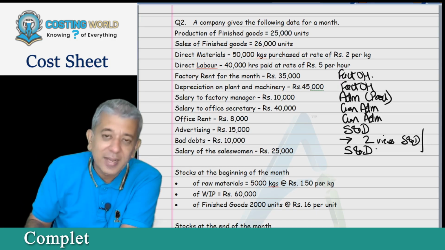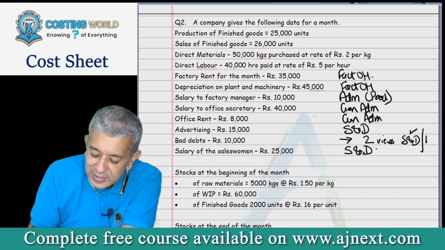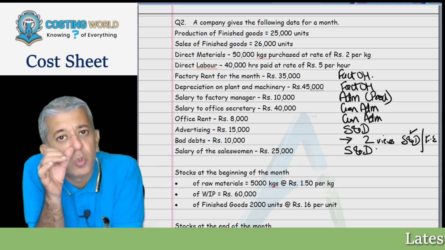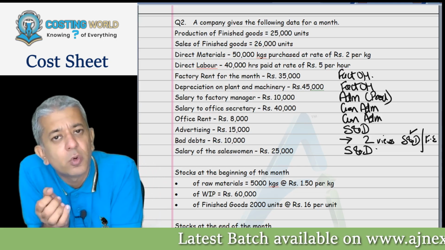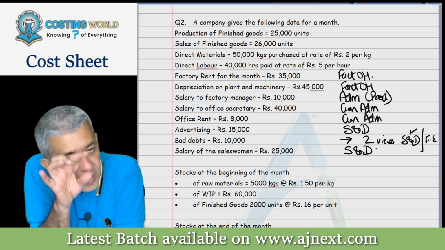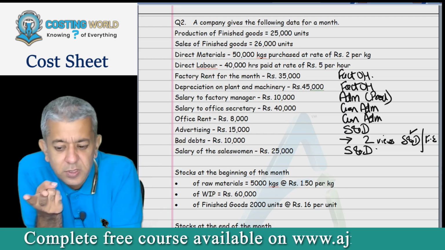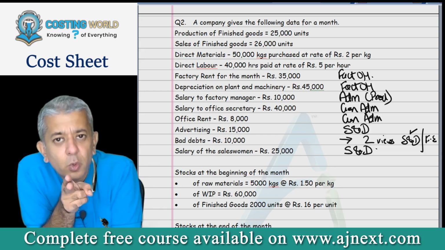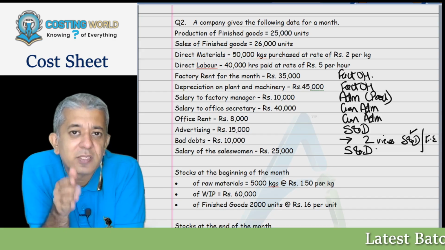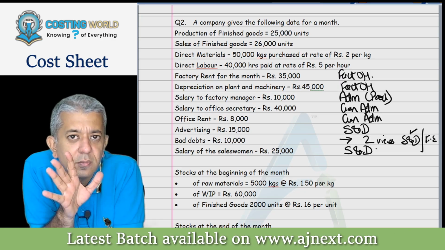So for bad debts, we will always have two options: either take it as S&D or take it as a financial expense. In exams, what to do? Do one of the two things and write down a note for the other. In case you want to take it as an S&D expense, please write a note below: we have taken bad debts as an S&D expense and included it in S&D. Alternately, it can be treated as a financial expense and ignored from the cost sheet. Is that fine? Yes, sir.